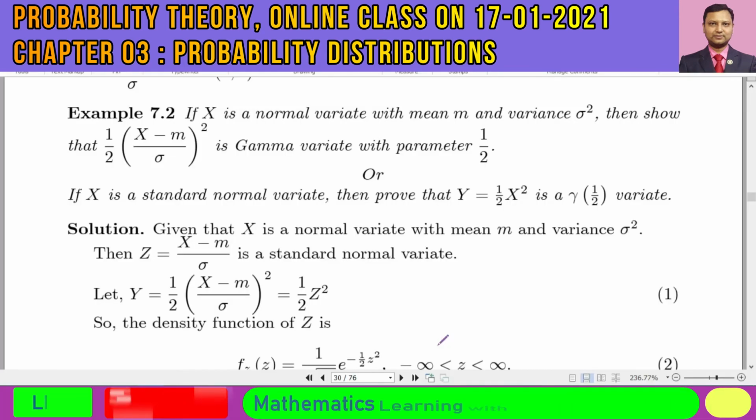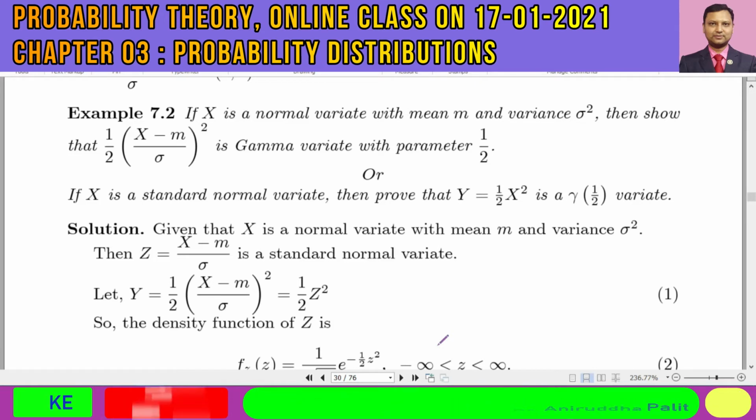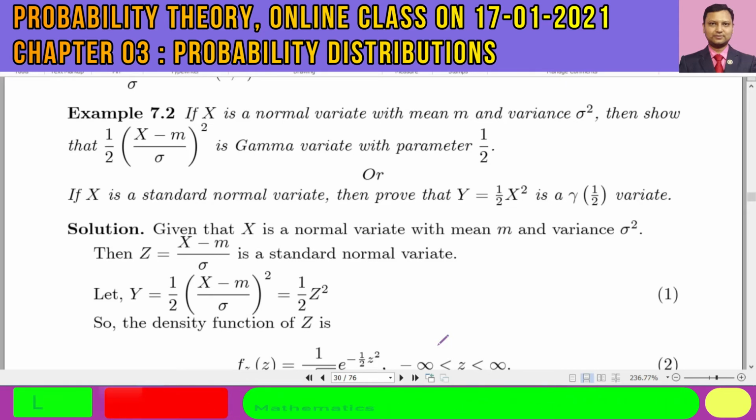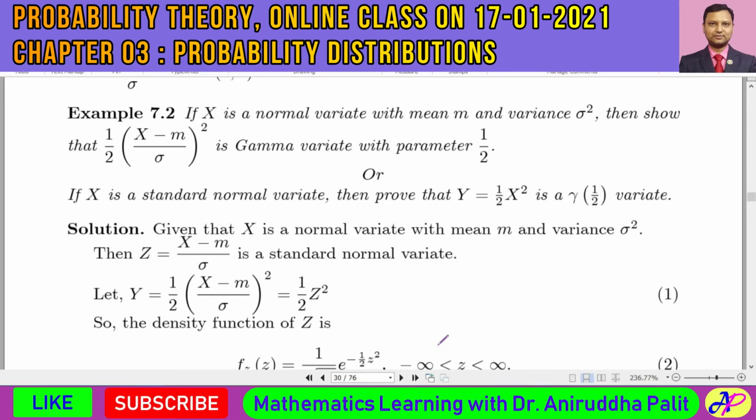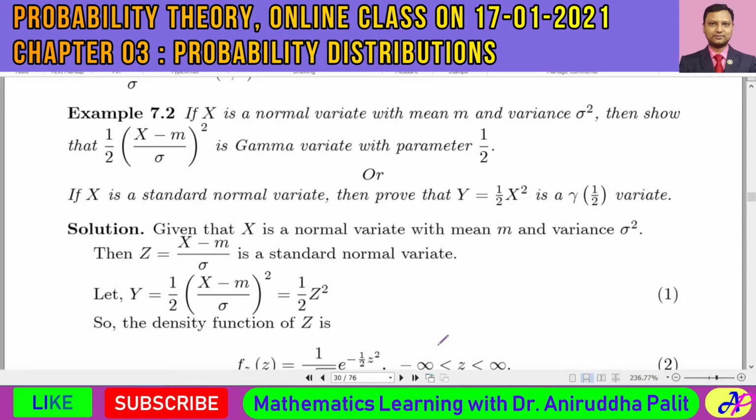In this second result, the transformation formula would not be strictly monotone increasing, nor would it be strictly monotone decreasing. The transformation function g would not be a monotone function. Okay, if this function g is not a monotone function, then what do we do? This is an example of such a function.